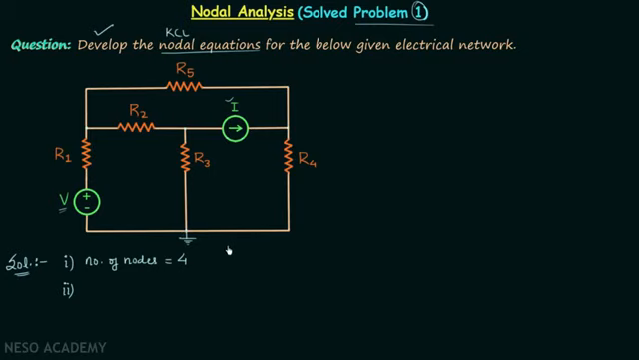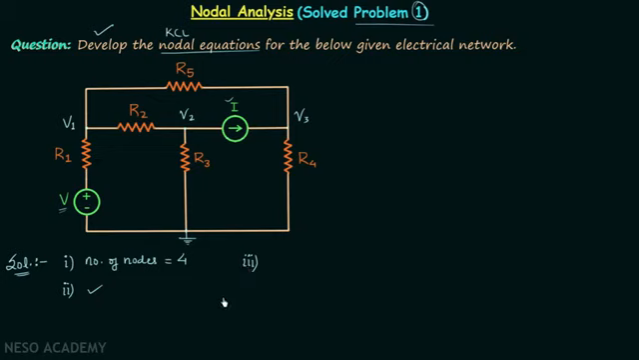So this node here is our reference node, and let's say the voltage at this node is equal to V1, this node has the voltage V2, and this node has the voltage V3. So we are done with step number 2. Now let's move on to step number 3, and in this particular question we need to perform the nodal analysis only up to step number 3.